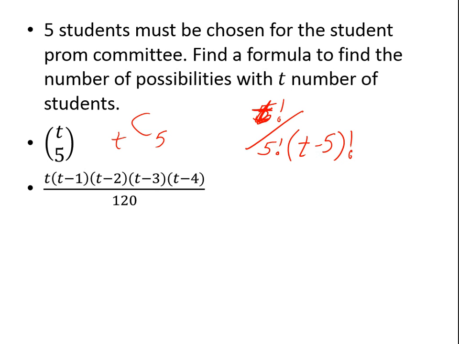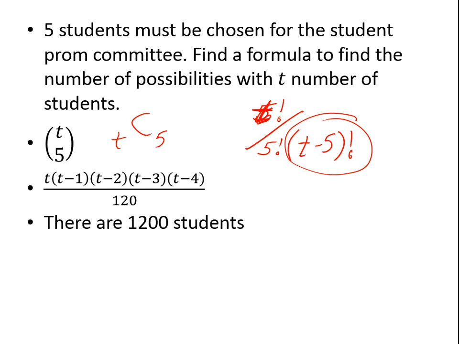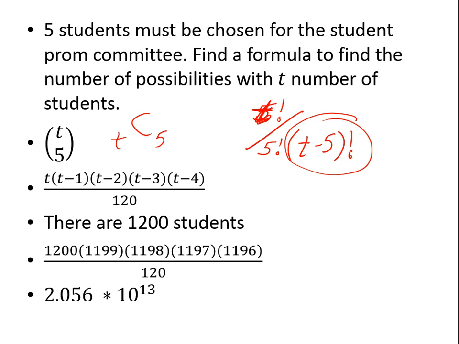And as you see, it reduces down. We end up with T times (T minus 1) times (T minus 2) times (T minus 3) times (T minus 4), all over 5 factorial. The reason is that the (T minus 5) factorial part eliminates everything from T minus 5 onward. So if there's more than 5 people, it eliminates everything else, and we're left with just that formula. If there were 1,200 students to choose from, you plug everything in, and you end up with a very, very large number of possibilities.